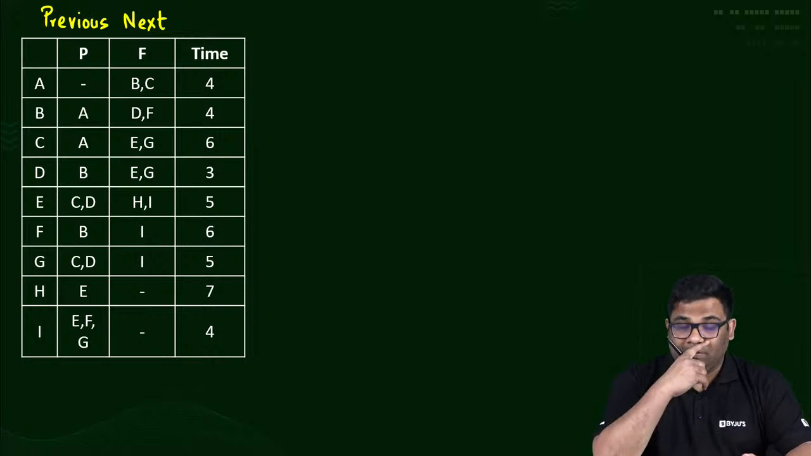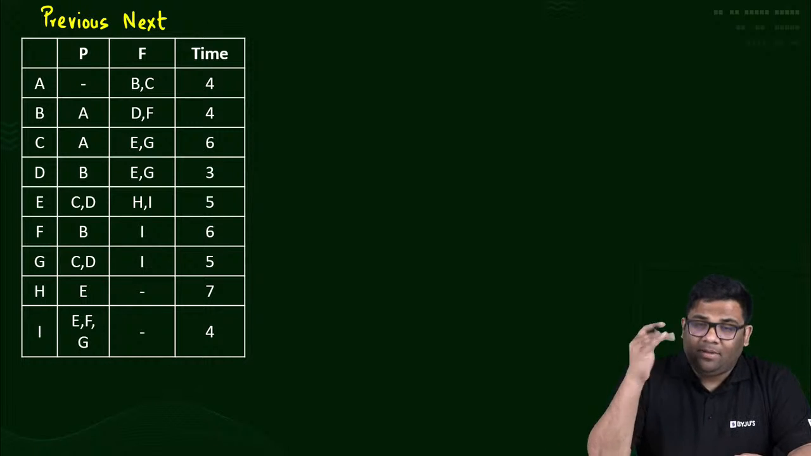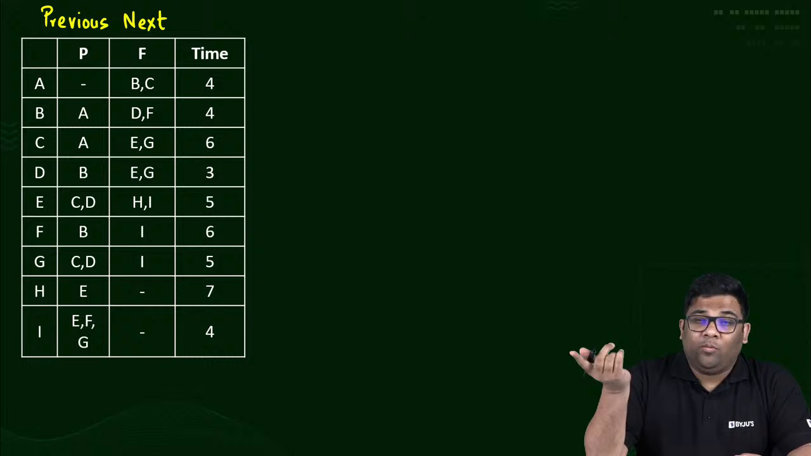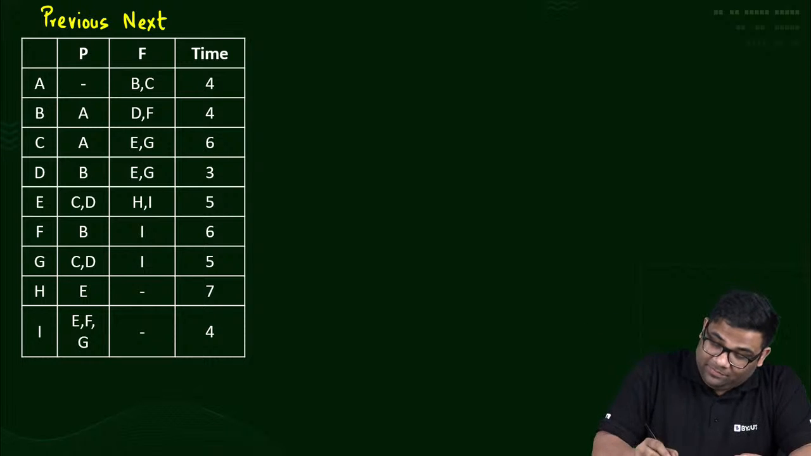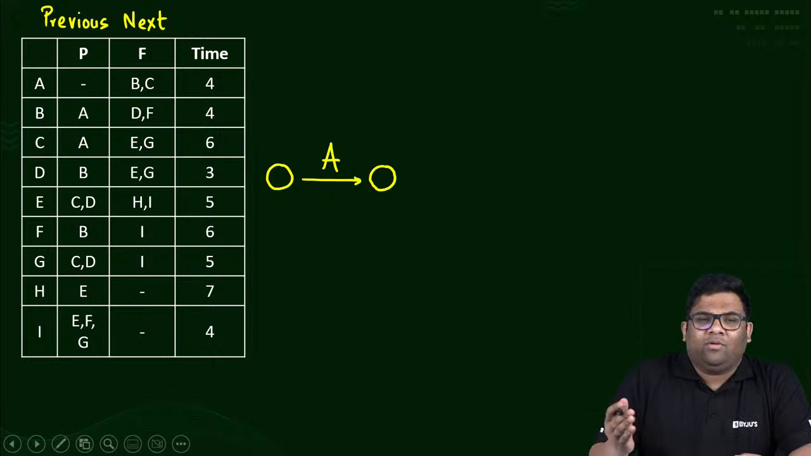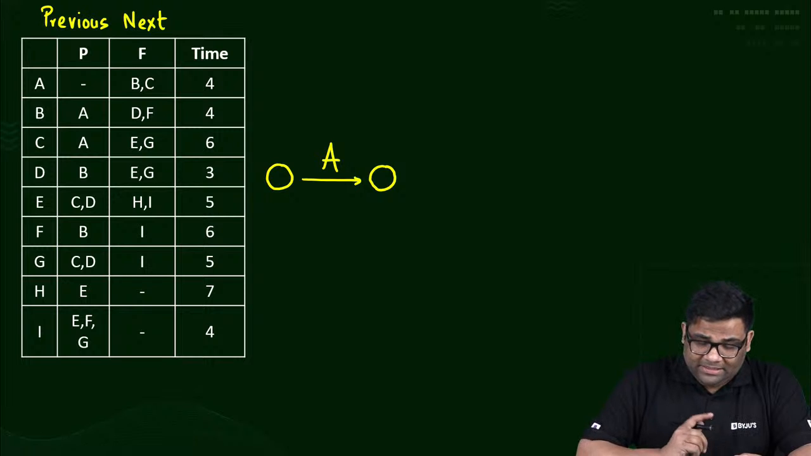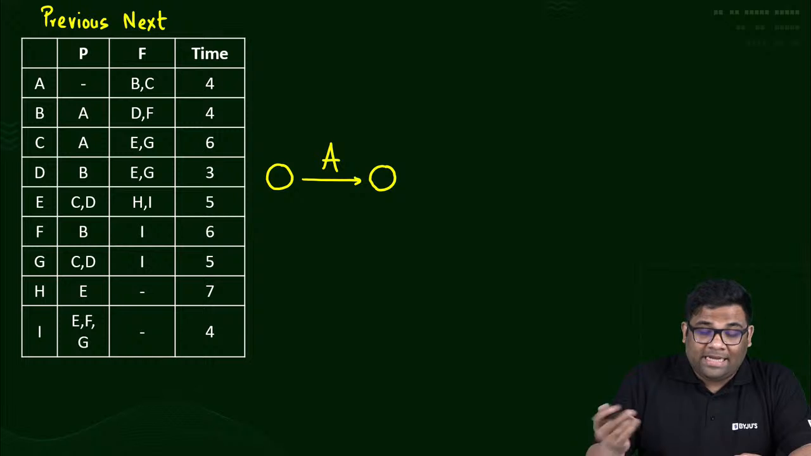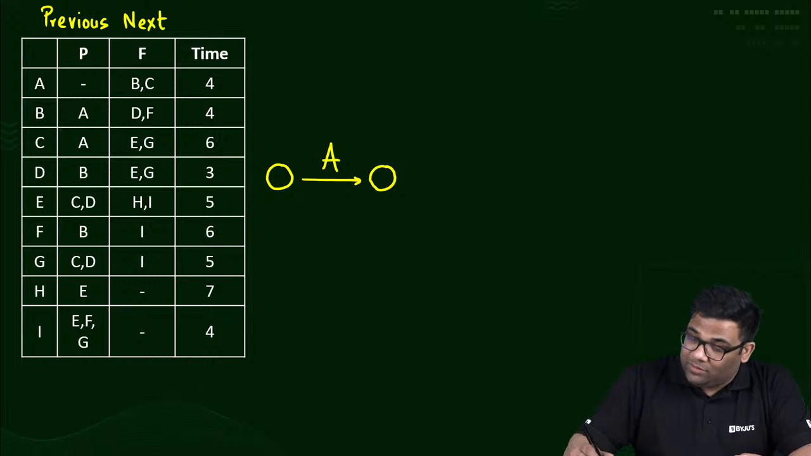So start. Some hints I will give: you see A has no previous. That means A is the starting activity. The activity which has no previous is the first one, right? Then you see H and I. H and I have no next. That means they are the last ones.